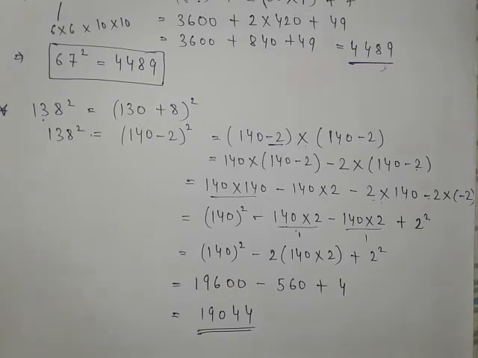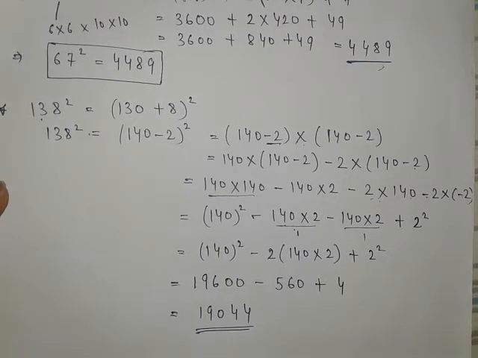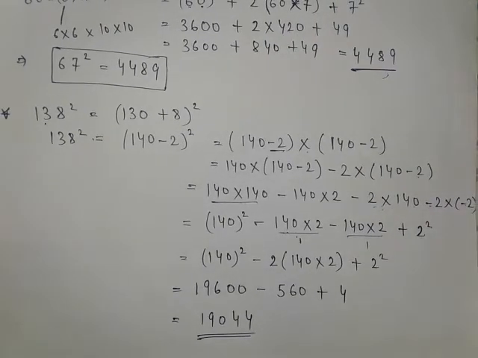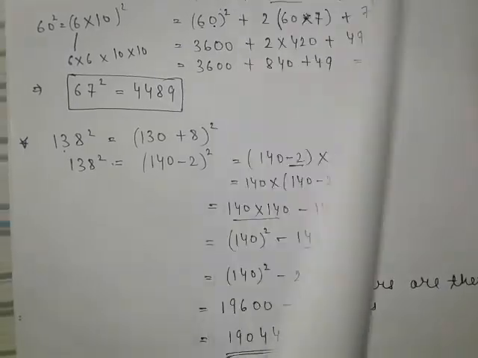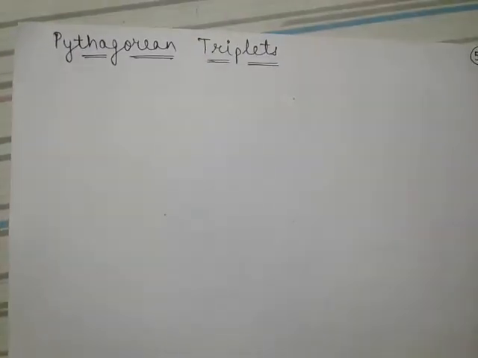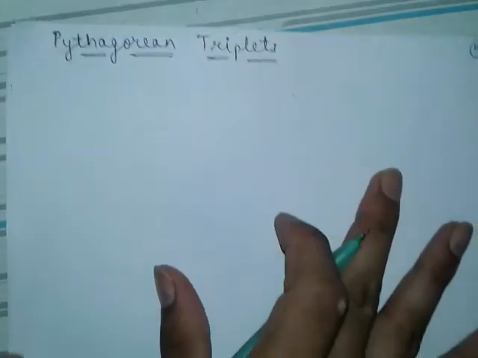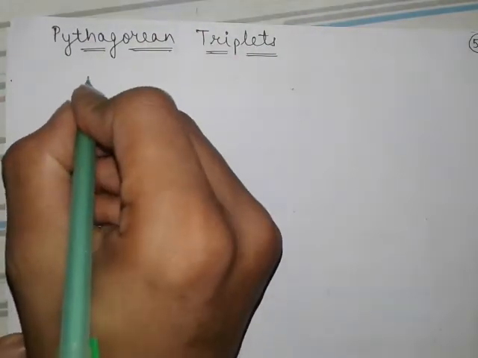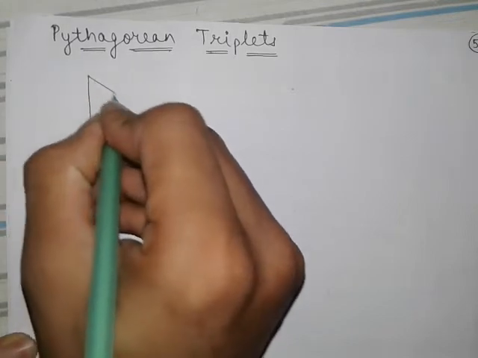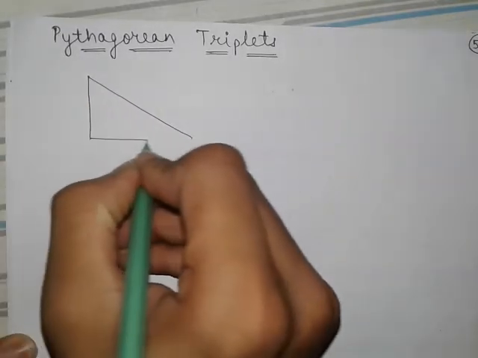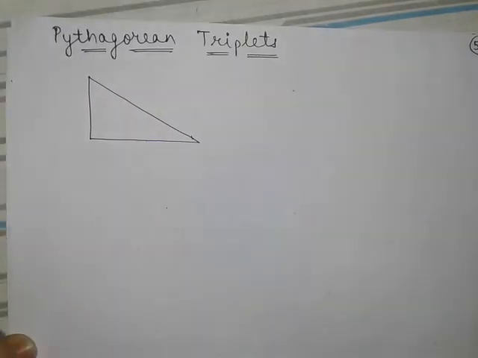Okay, so I hope you learned it or you understand this method. Okay, then we will start our next topic. Okay, so the next topic is, you can see, the Pythagorean triplets. At the starting of this chapter I have given you homework in which you have to verify the Pythagoras theorem in a triangle.